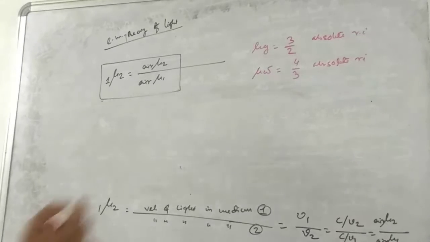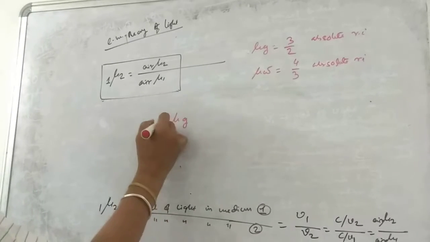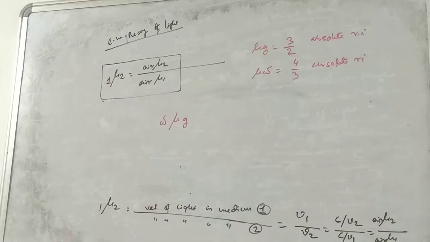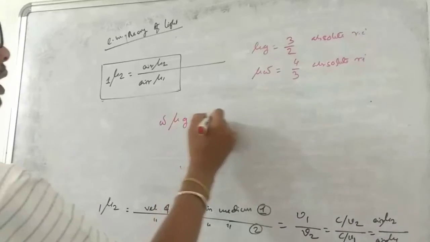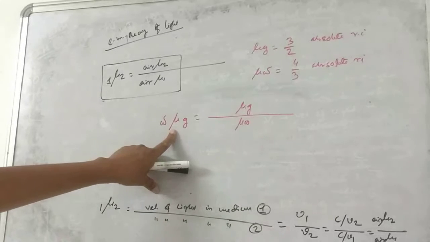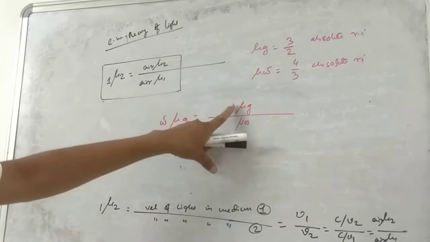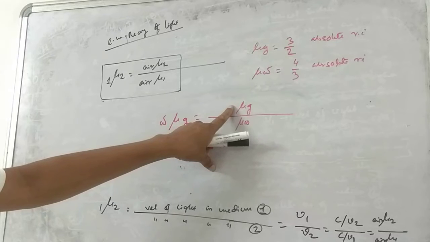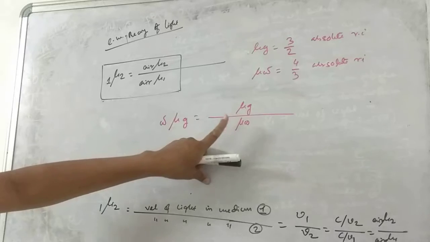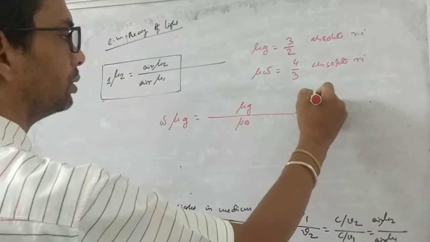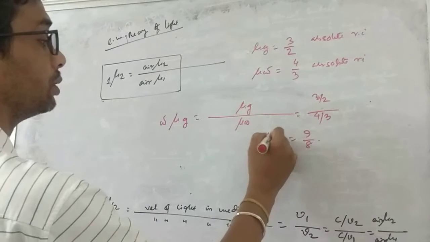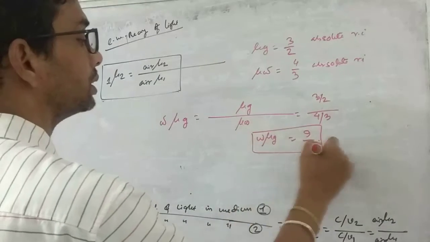Okay, so the question is, you have to determine mu g with respect to water. That means your relative refractive index of glass with respect to water. And we have already determined this is nothing but mu g by mu water. Since this is mu g with respect to water, in the numerator you have to write the absolute RI of glass, and in the denominator the absolute RI of water. This is your 3/2, and this is your 4/3, and it becomes 9/8. So mu g with respect to water is 9/8.